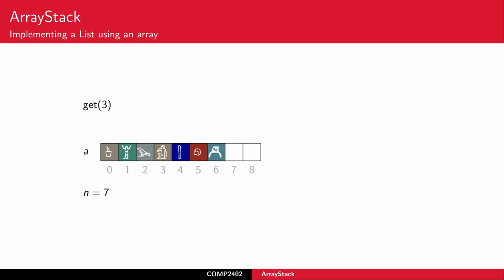The get(i) operation is easy to implement. We just return the ith value in A. The set(i, x) operation is just as easy to implement. We set the ith value in A equal to x.